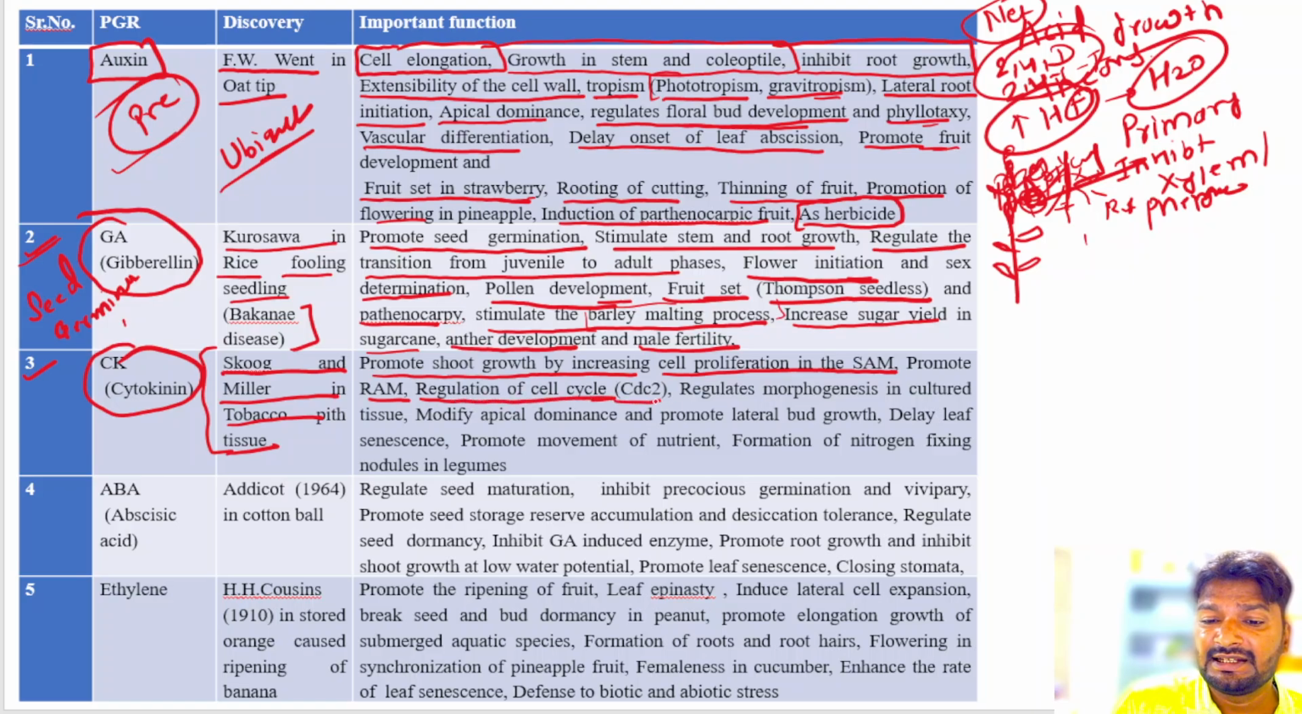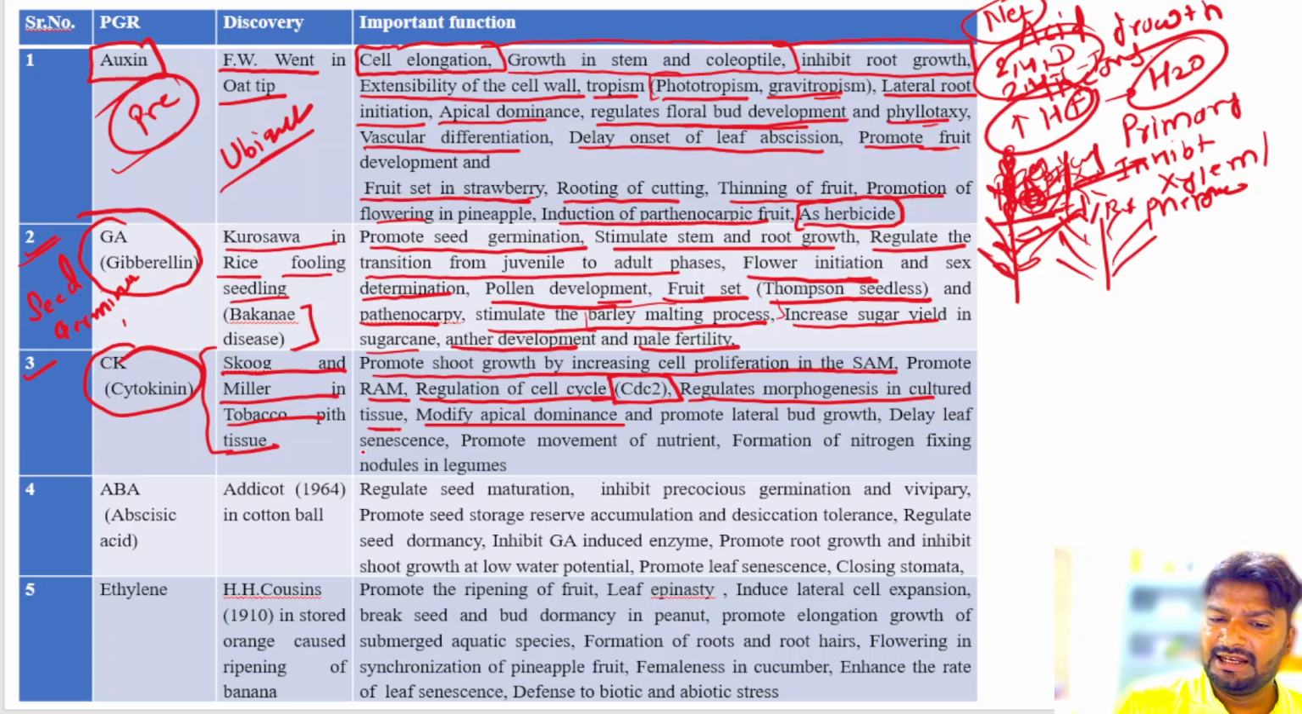Mainly जो आपका CDC2 होती है उसको रेगुलेट करता है. Then it regulates the morphogenesis in the culture tissue. Okay. Modify the apical dominance. अब जो हमने ऑक्सिन में पढ़ा था कि ऑक्सिन promote the apical dominance, but cytokinin inhibit the apical dominance and increase the lateral shoot growth. Okay. Lateral shoot growth.